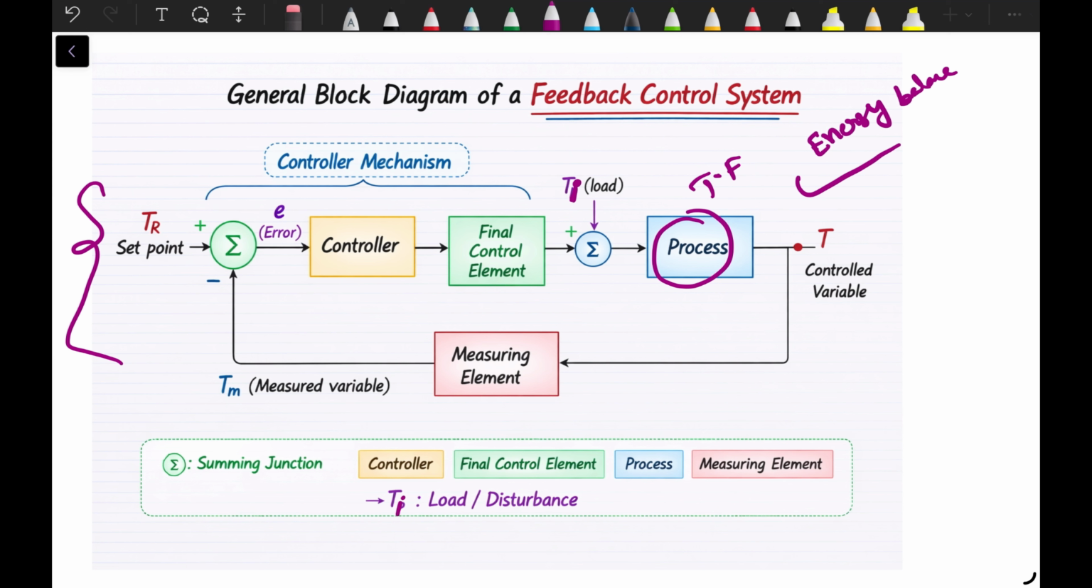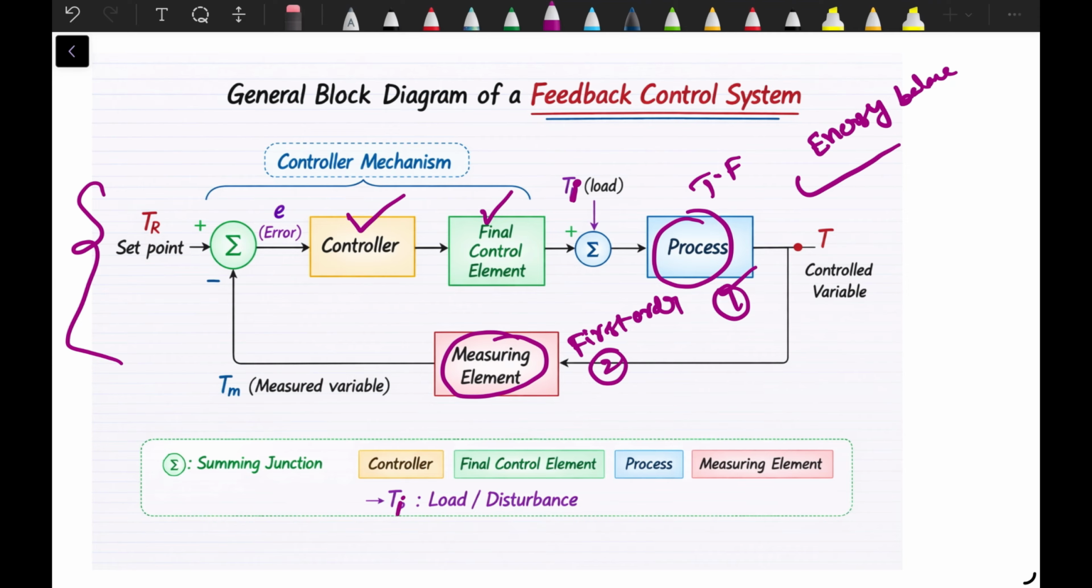After that, we derived the transfer function of the measuring element, where we assumed the thermometer behaves as a first order system. So in the last class, we completed two important elements: the process transfer function and the measuring element transfer function. Today we'll continue the same discussion and derive the transfer function of the controller and final control element.